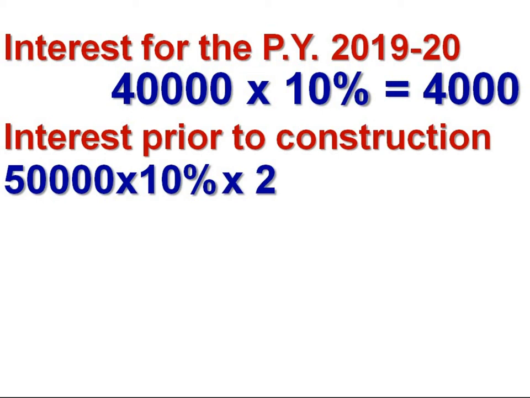And as per law, the interest prior to construction is allowed as deduction in 5 equal installments from the previous year in which the construction was completed.